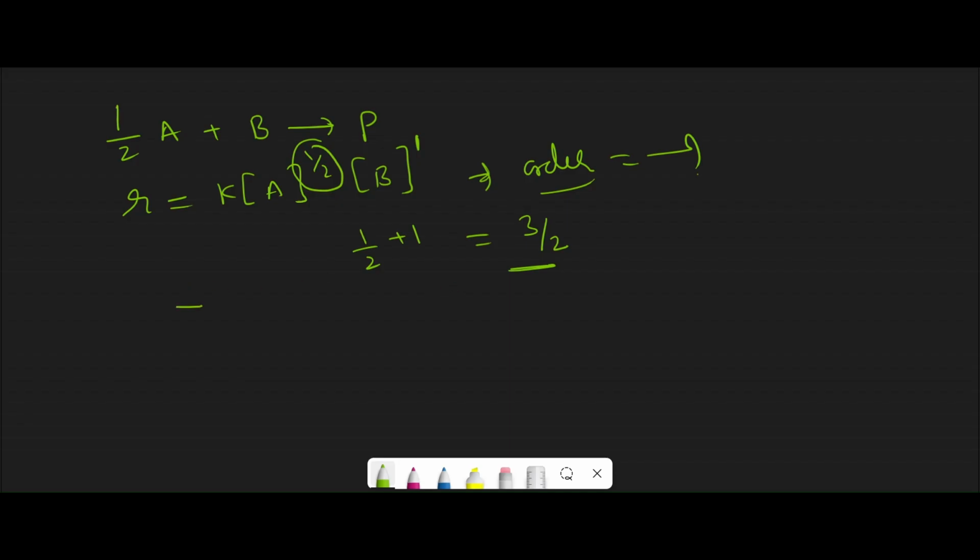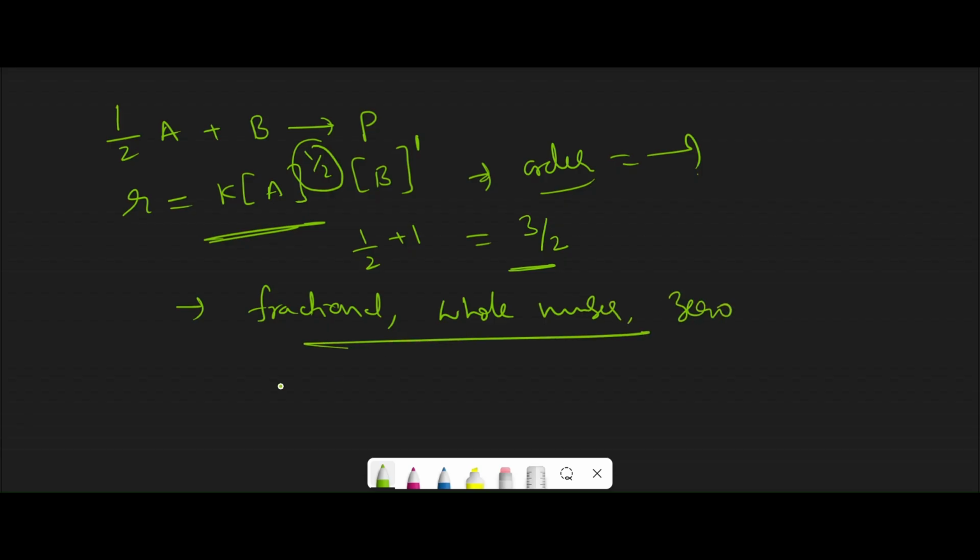So this order may be fractional. That depends upon the experimental data, right? So the order may be fractional, or a whole number, or a zero. Clear? So order may be zero, a whole number or fractional. Based on the experimental data only we have to calculate the order of the reaction.